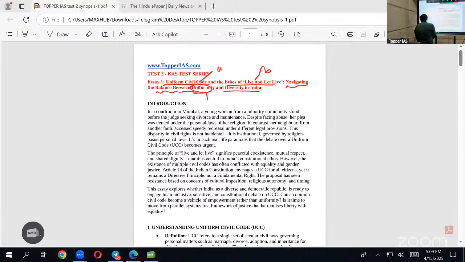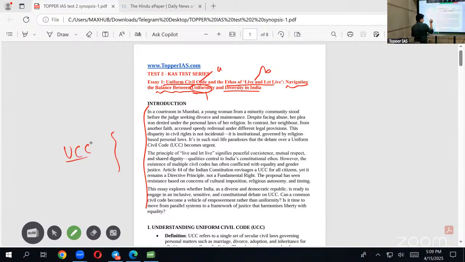So I told you 2 ways of introduction. Whichever you feel convenient, do it. Now the main body. Whenever I go to the body of the essay, as I told, here you haven't defined anything in the introduction. Now, when I go to the core demand of the essay, I will define it in the first 2 paragraphs. I will talk about UCC, how it has originated, what is the basic ethos, the nuance of UCC.